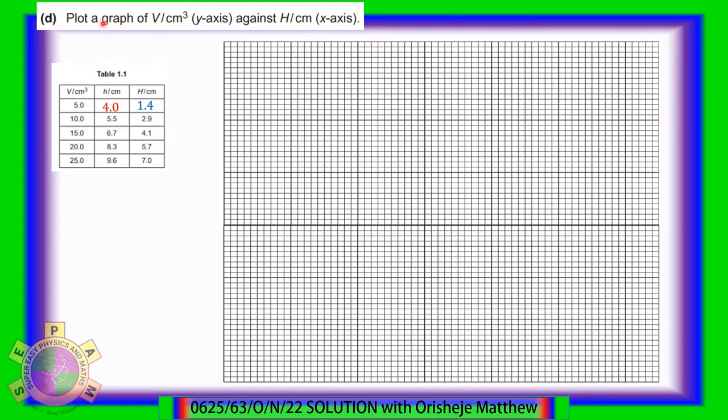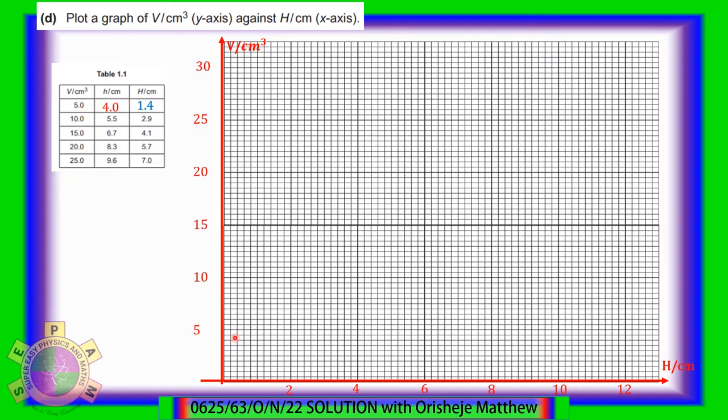Now, plot the graph of V squared on the Y axis against H on the X axis. So we want to plot this. First of all, find your scale. If you look at it, your values for V range from 5 to 25, so each of these will be 5, up to 30. Then for H, you range from 1.4 to 7, so I do the same thing, 2, 4, 6, 8. Now let's plot the first point.